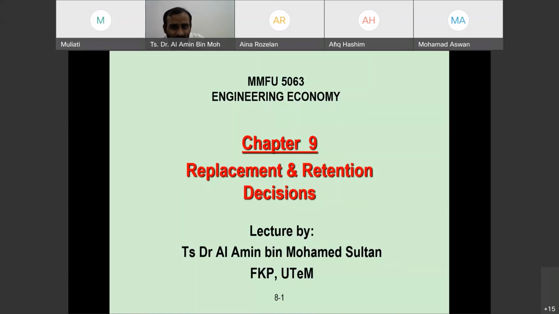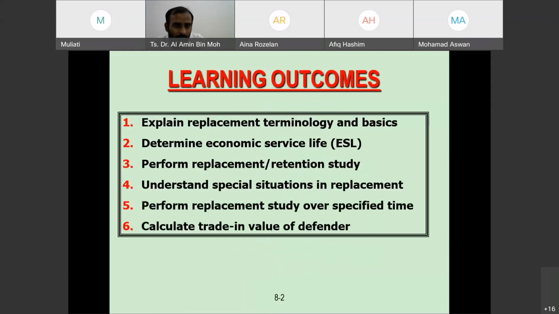Okay, thank you. So basically, we are going to analyze when to replace existing machines or equipment that have been in use. Maybe it's still in good condition, but in terms of operational cost, does it keep increasing due to efficiency? Usually we use what we call ESL, which we're going to introduce to you later on.